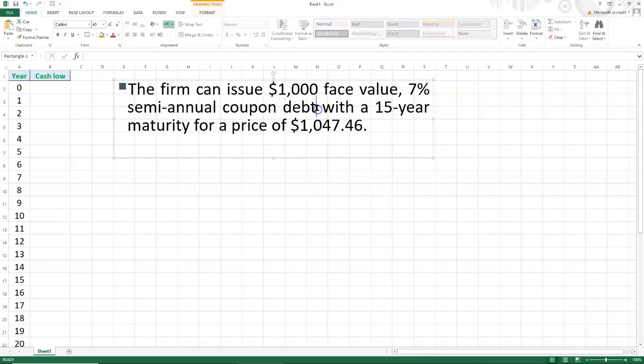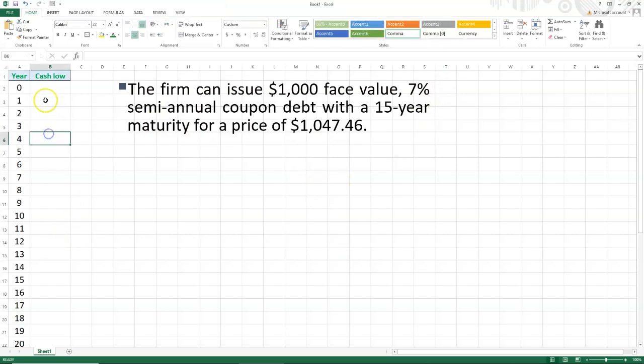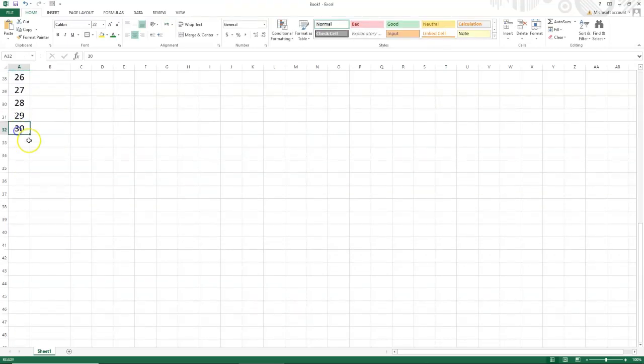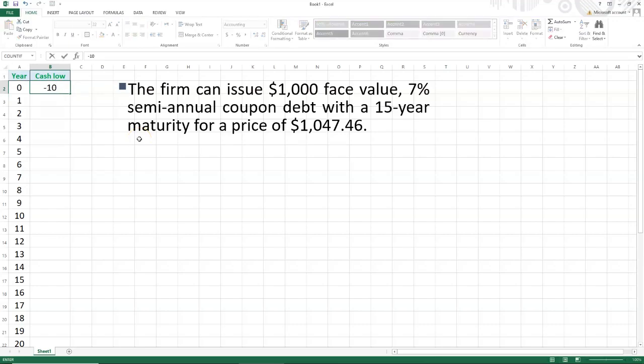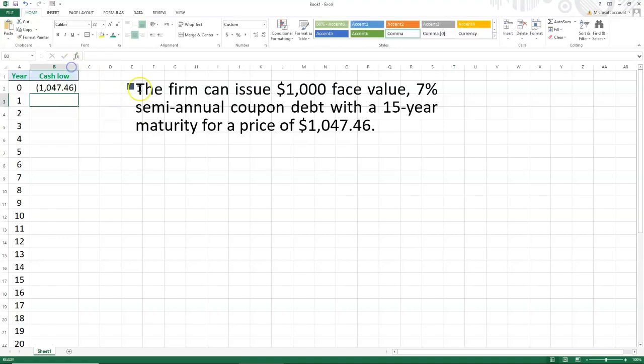So this is the information given in the question. The firm can issue $1,000 face value and 7% semi-annual payment for 15 years maturity. This is the way we calculate it. Year 0 until year 30, or the 30 payments. The cash flow in year 0 is simply a negative cash flow of 1,047.46. That is this figure. The investor will pay today a cash outflow, negative of this much.